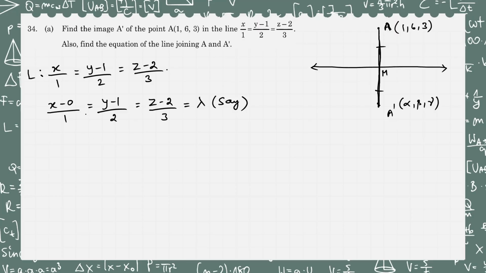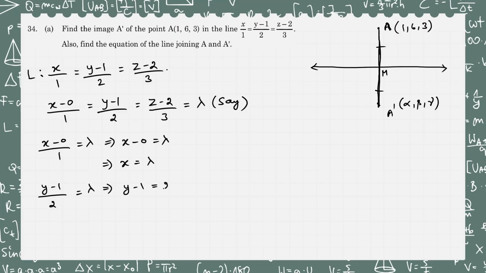Here we can compare each of these fractions with lambda. (x - 0)/1 = lambda implies x - 0 = lambda, that implies x = lambda. And (y - 1)/2 = lambda implies y - 1 = 2 lambda and y = 2 lambda + 1. Same way, (z - 2)/3 = lambda implies z - 2 = 3 lambda and z = 3 lambda + 2.